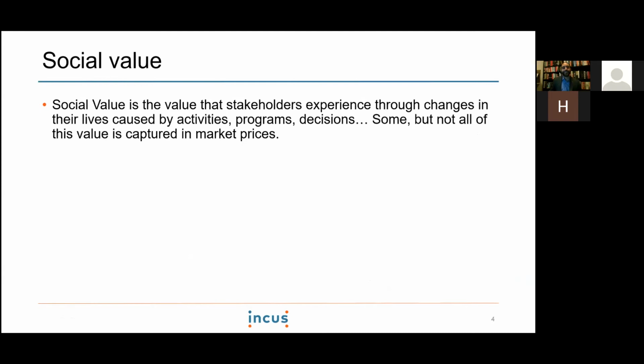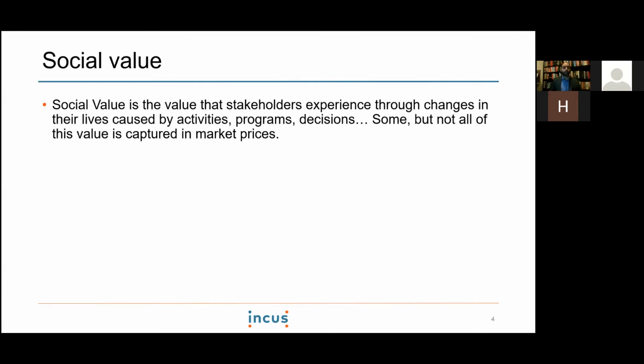Before we move on into the principles themselves, I just want to provide a bit of a glossary in terms of what we talk about when we mention social value. This was referenced in the overview or the ad for the webinar itself. The way they define it is that social value is the value that stakeholders experience through changes in their lives caused by activities, programs, decisions. And we know that some, but not all of this value is captured in market prices.